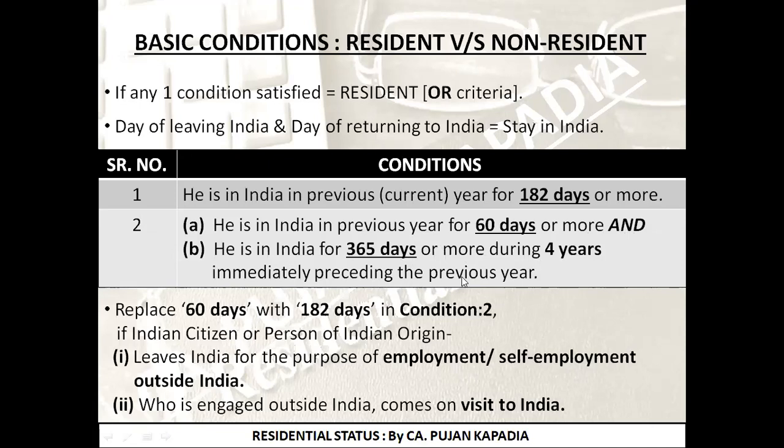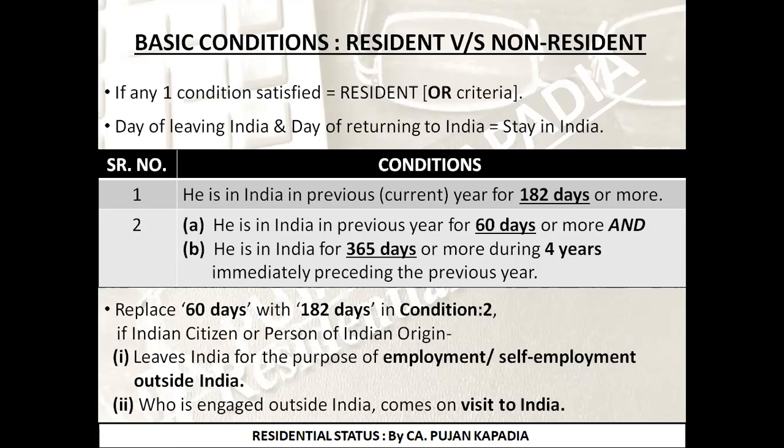That is, if I'm calculating for 2019-20, now I'm not going to take a look at 19-20, but I'm going to go back by 4 years. That is, I can say 15-16, 16-17, 17-18, and 18-19. Now, in this total 4 years, I need to check whether the assessee was in India for 365 days or not. If yes, then my B part will be fulfilled. If not, then it won't be fulfilled.